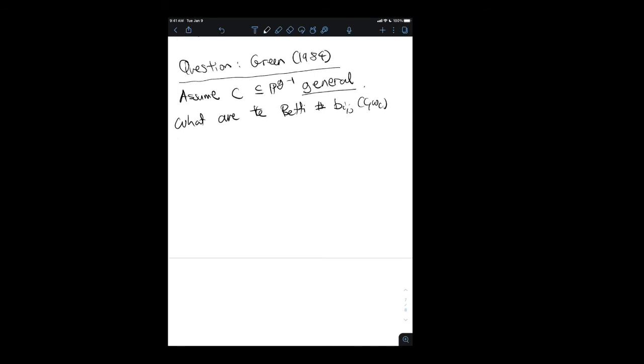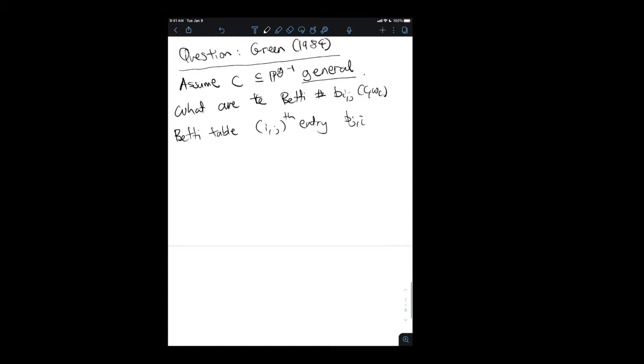So we can put the Betti numbers together into a table called the Betti table, which has ij entry b_{j,i}. And then very precisely, Green made the following conjecture. So the problem naturally splits into the case of even genus and odd genus, with the answer looking different for both.